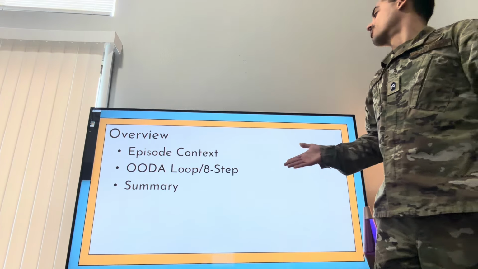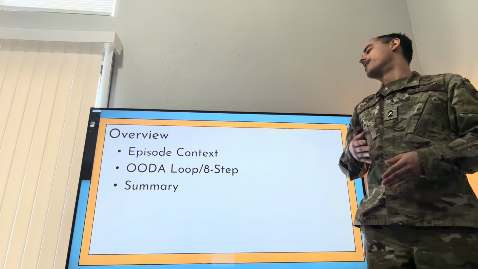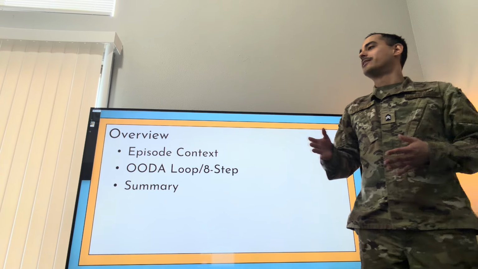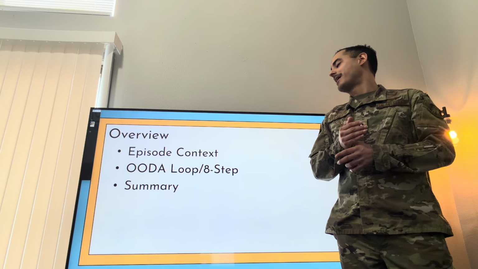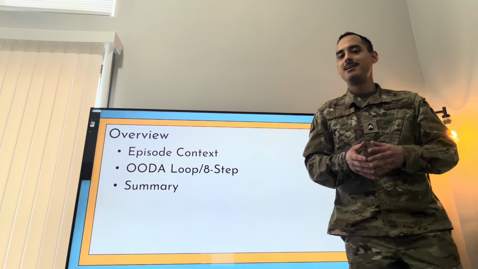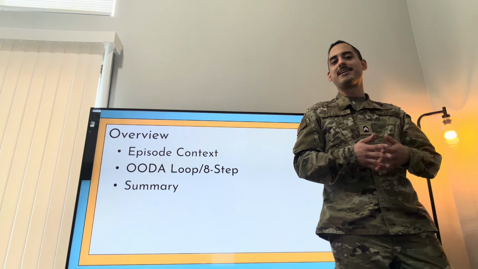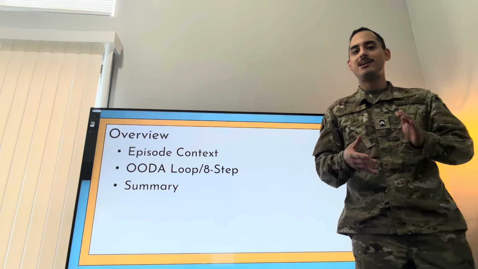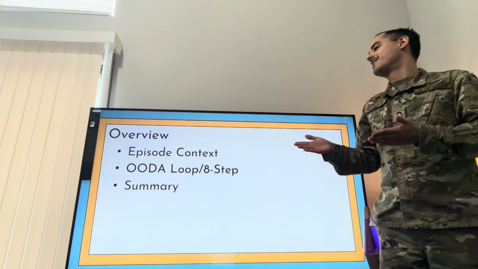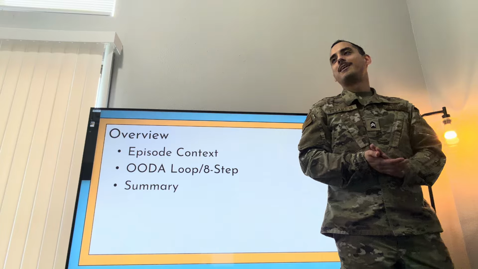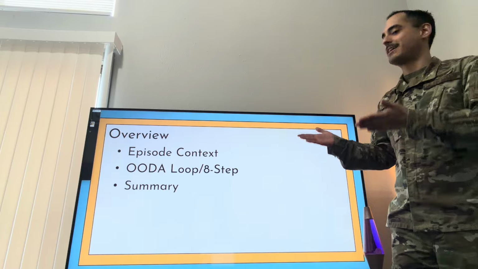So, I'll start with a brief overview. We will go into a little background and context of the episode I chose, how it utilizes and breaks down the OODA loop and 8-step problem-solving process. And then finally, we'll finish off with a summary on why I think this episode works as a great example of this process, and more so, how it showcases failure when utilizing this process and how the gang utilizes it incorrectly.